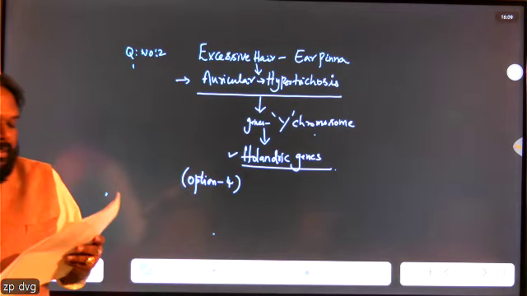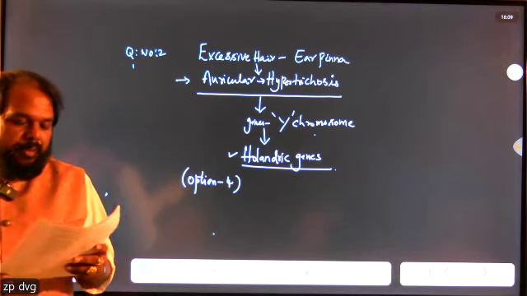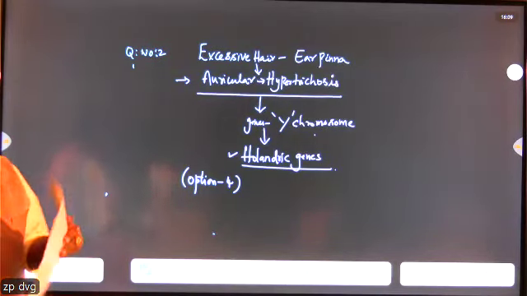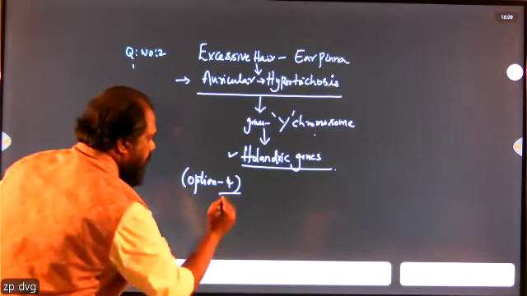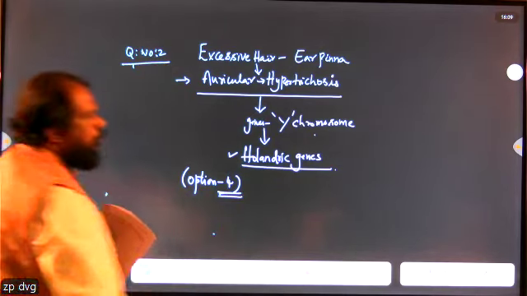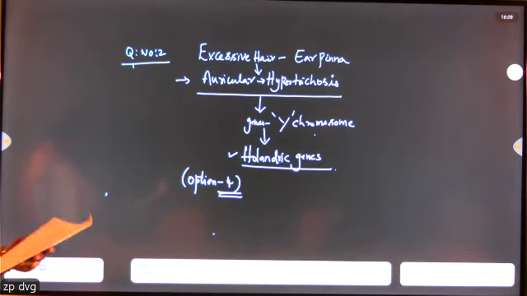What does option 4 say? The gene responsible for the character is present on the Y chromosome only. So this is going to be the answer. So for question number 2, the correct option is option 4. Understood? Can we go to the next question?